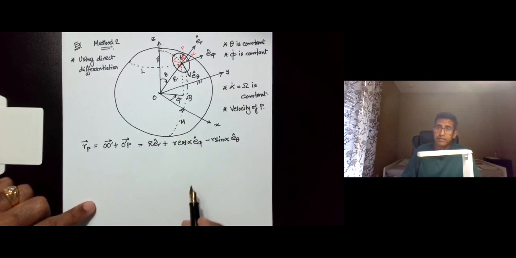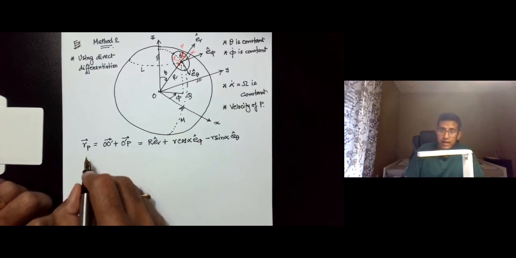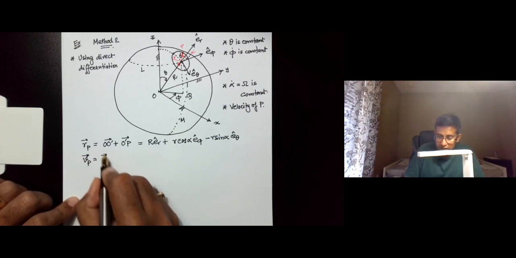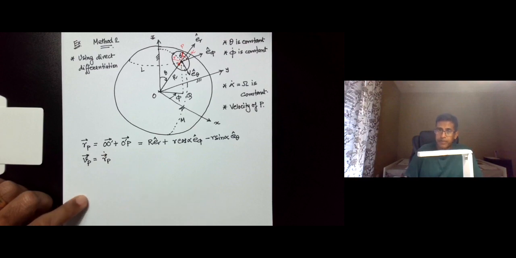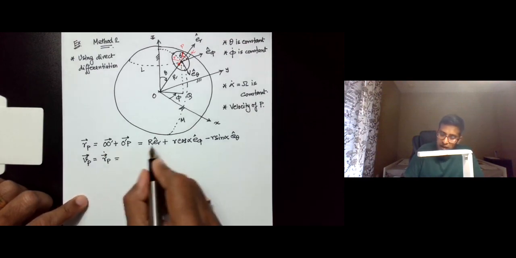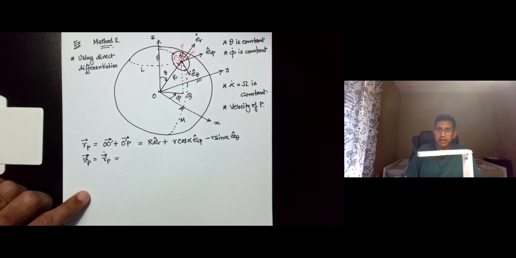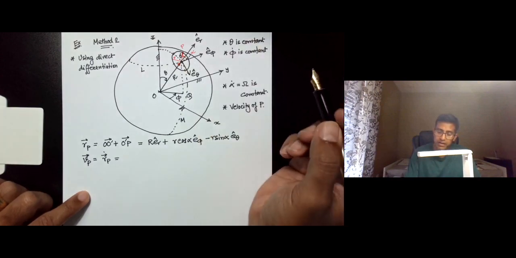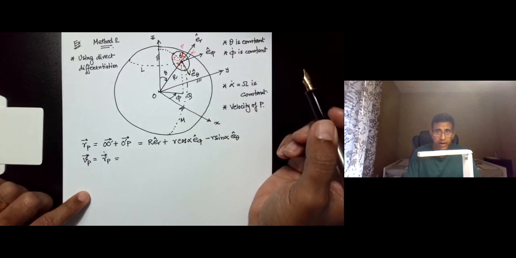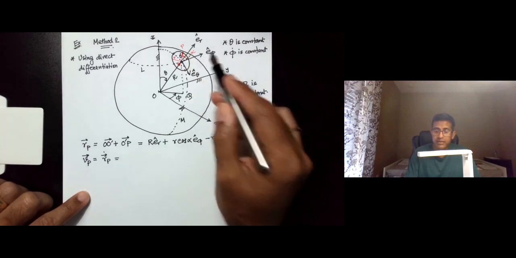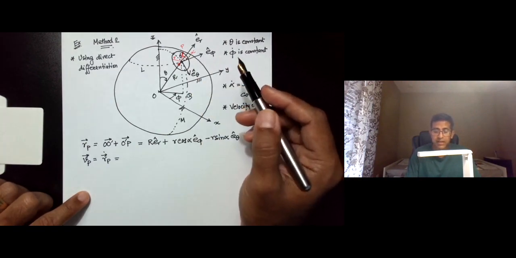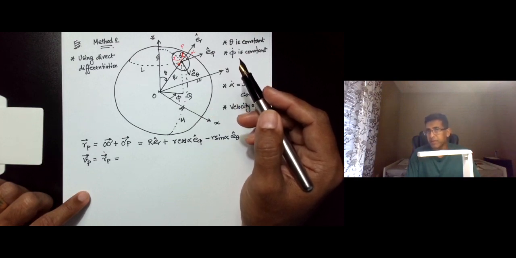So that's the position of the point P, and now to get the velocity of P, all we have to do is take the derivative of the position of P. So that means I have to take the derivative of this vector. Now we have to be mindful of the fact that the unit vector triad that we are using here is a rotating triad, which means that the unit vectors change their directions, and because they change their directions, the unit vectors also have a time derivative.